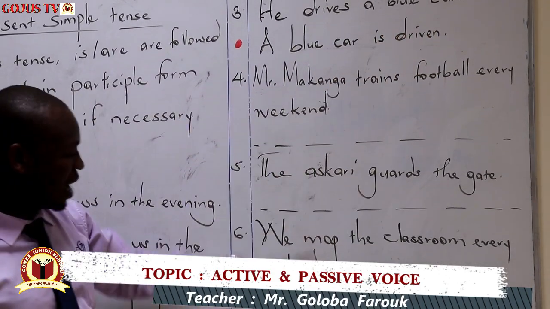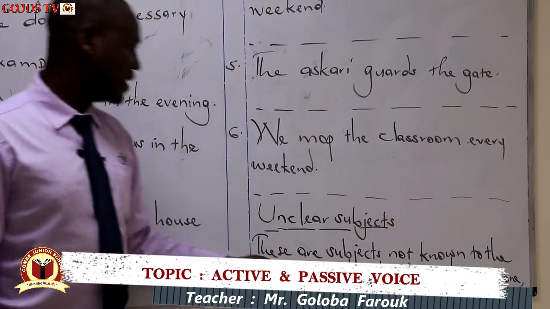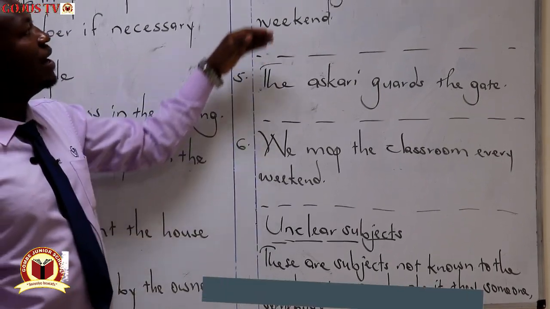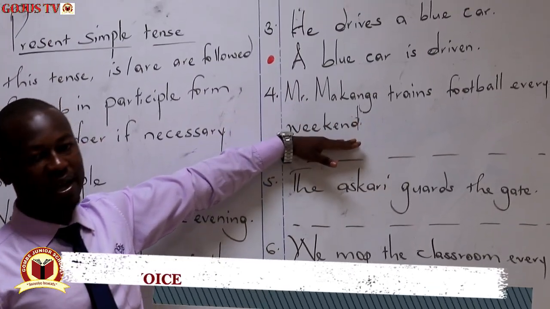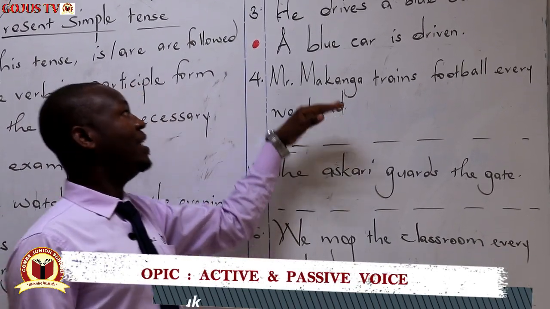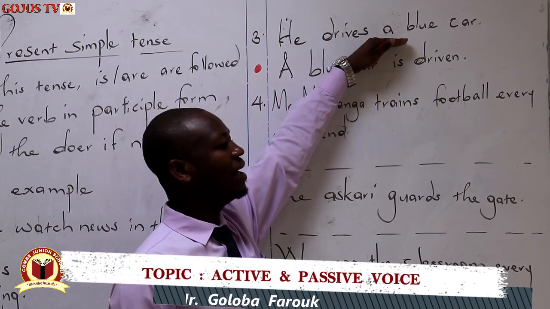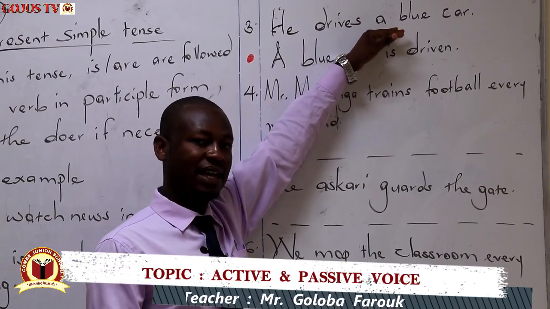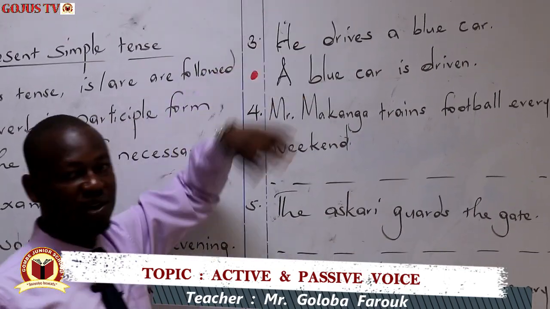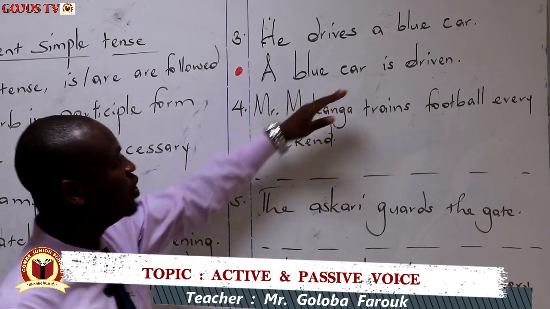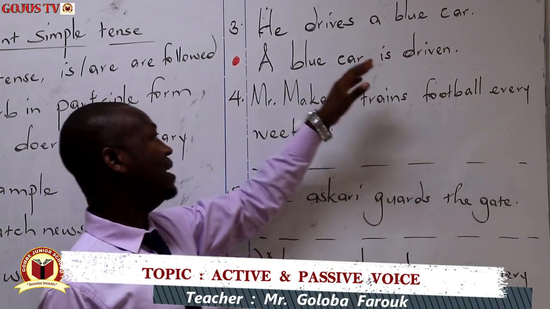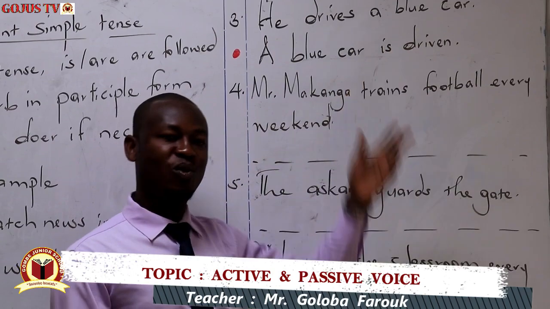So here is where we come to our note on unclear subjects. These are subjects not known to the one listening. For example, if you mention Mr. Makanga trains football every weekend, the one listening will obviously know who does the training. But if we say he drives a blue car, the one listening will not know who does the driving. So where the subject is not clear and you can't tell who did what, you don't mention it. You simply say this action took place, you don't write who did it. Like we're saying a blue car is driven, and we end at that.